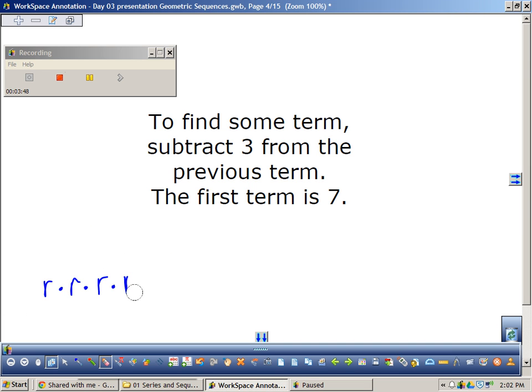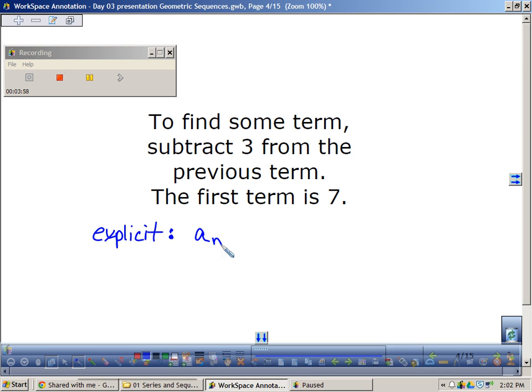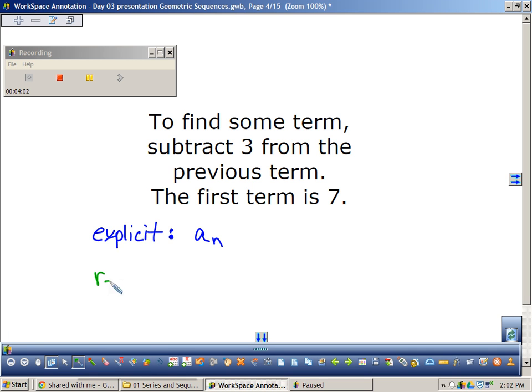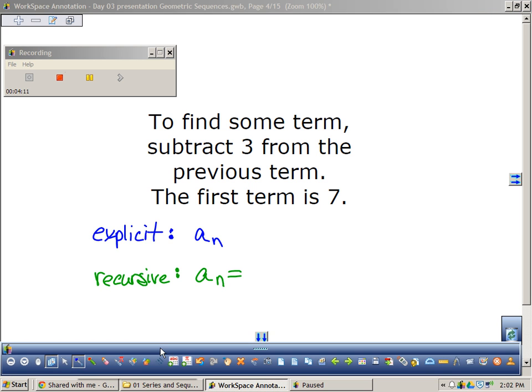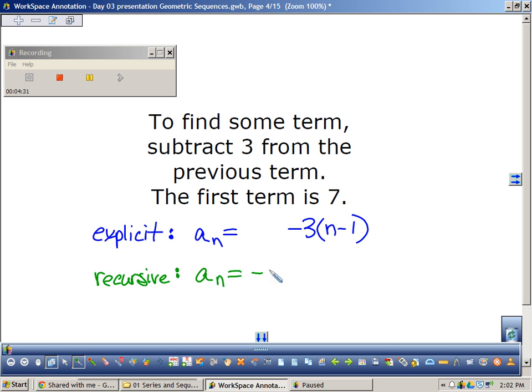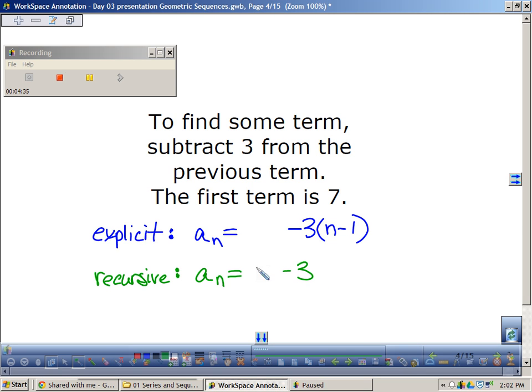All right, let's erase that, and let me show the explicit and the recursive. So explicit would be to find some term. They both start with some term. Then it says, subtract 3 from the previous term. So I'm still on blue. I'm going to subtract 3 from the previous term. This one is, I'm going to subtract 3 from the previous term.